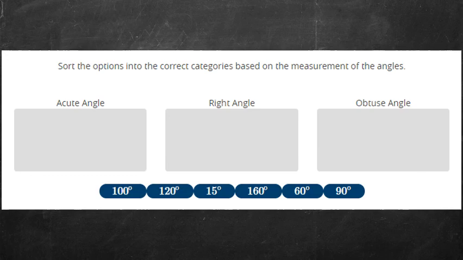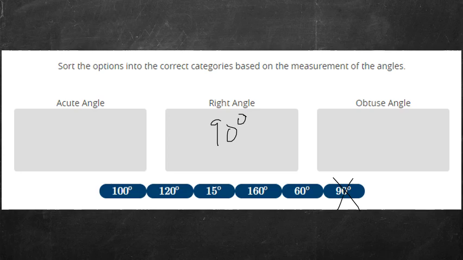So let's sort the options into the correct categories based on the measurement of the angles. All right, so we have acute angles, right angles, and obtuse angles. Now, right off the bat, I remember that right angles are 90 degrees. So I would put 90 degrees in the box that says right angles. Would I put anything else in that box? No, because right angles are always 90 degrees, okay? If it's not a right angle, it must either be acute or obtuse. It cannot be both, okay? So we've gotten 90 degrees out of the way.